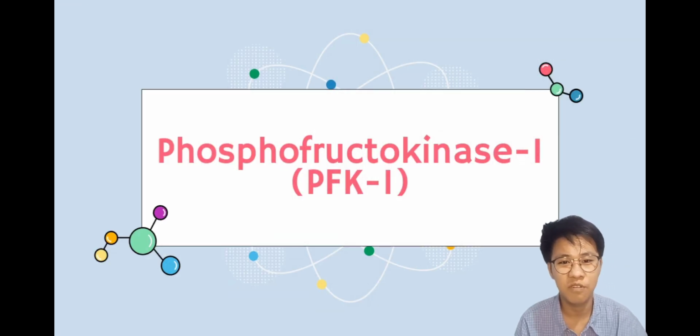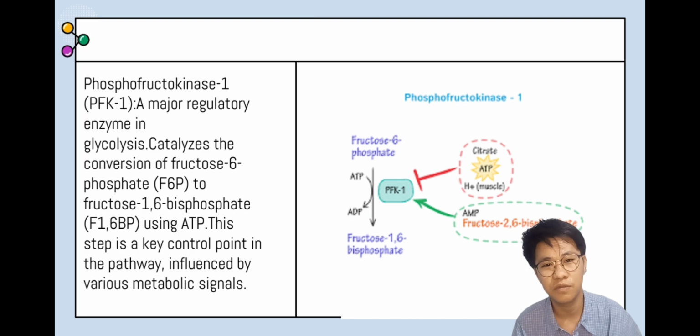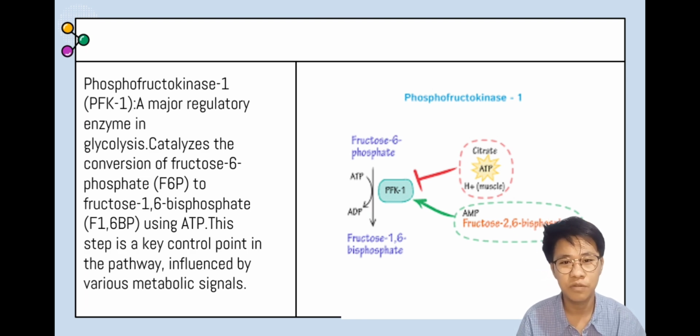Next is phosphofructokinase. It's a major regulatory enzyme in glycolysis. It catalyzes the conversion of fructose-6-phosphate to fructose-1,6-bisphosphate using ATP. This step is the key control point of the pathway, influenced by various metabolic signals.